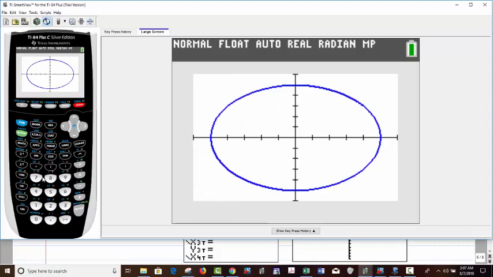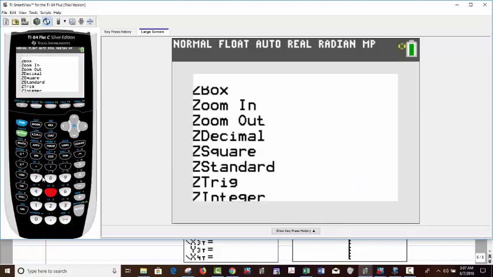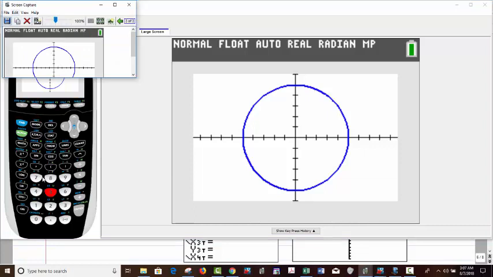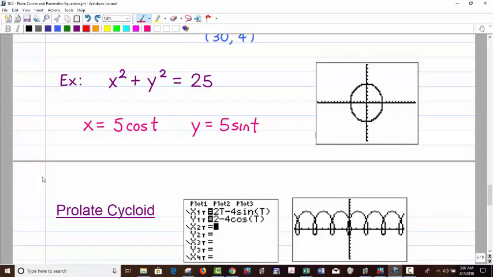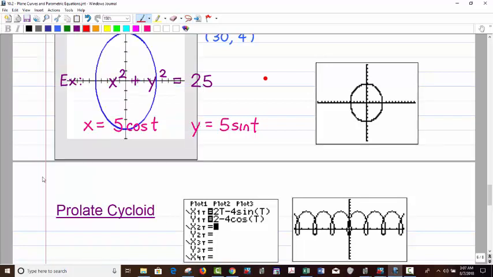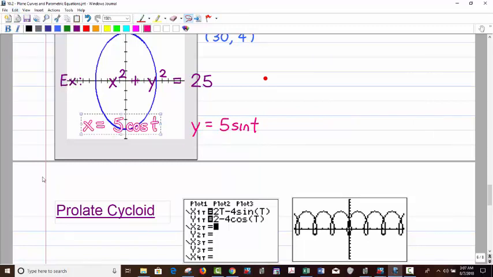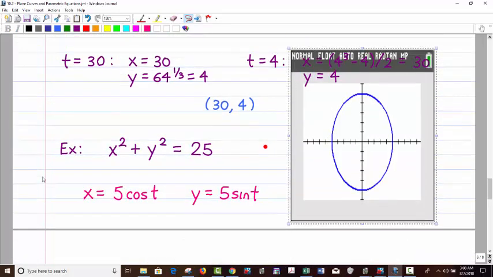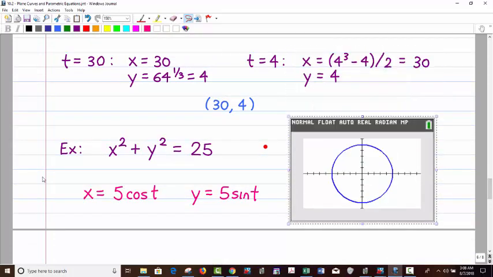Yeah, so it looks like an egg there, an ellipse, but now I'll go to zoom square. I said zoom standard a minute ago, but zoom square kind of squares it up. There we go. So it's still a circle, but now it actually looks like one. So I think I'll paste this much nicer looking picture in here. Of course it looks like an egg there, but I'll take care of that when I move it over here.